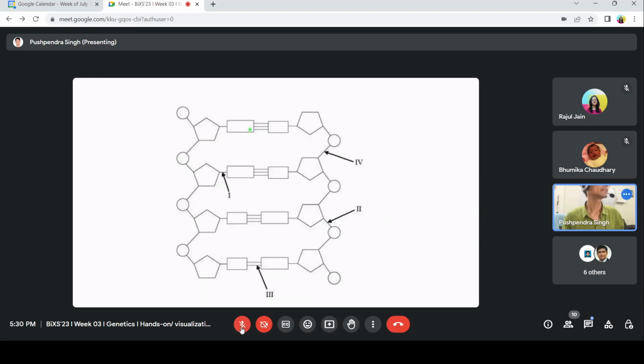So the DNA and RNA nitrogenous bases bind with each other by 3 bonds or 2 bonds. Adenine and thymine bind by a double bond, and G and C, guanine and cytosine, bind by a triple bond.